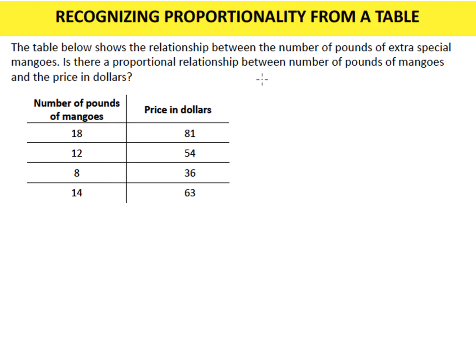So let's try that. If we take the first row, we have 18 over 81. And if we divide both top and bottom by 9, you will get 2 over 9. Now let's look at the next row. Again, we get 12 over 54, and if you divide it by 6, again you would get 2 over 9. So far so good, but we can't stop here. We have to look at every row to see if it simplifies to 2 over 9. So let's look at the next one.